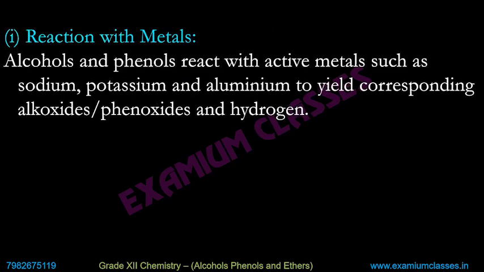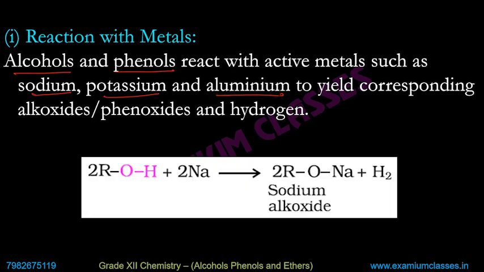So the first one, reaction with metals. Alcohols and phenols both react with metals. Why am I saying so? Because in the next one, it will be only phenol. In case of metals, alcohols and phenols both react, such as sodium, potassium, aluminium, etc., to yield the corresponding alkoxide or phenoxide, and hydrogen. This is the common reaction. You have alcohol or phenol here. Sodium alkoxide or phenoxide will be formed depending upon whether you have used aliphatic alcohol or aromatic phenol. Hydrogen will be evolved.